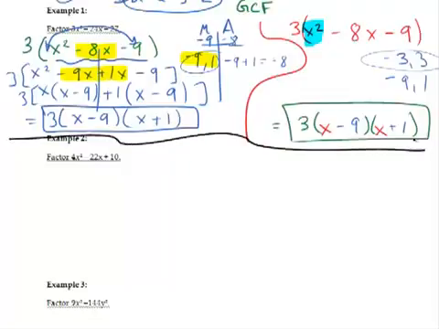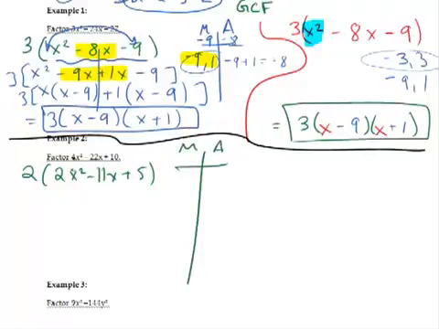Example 2. Using our MAC method, first of all, check to see for a GCF. Sure enough, we see a GCF of 2, so pull that out. So we'll have 2x squared minus 11x plus 5. And then when we run our MAC chart, we want the 2 times the 5, so that's 10, and then negative 11 for the A. We're looking for two numbers that multiply to positive 10 and add to negative 11.